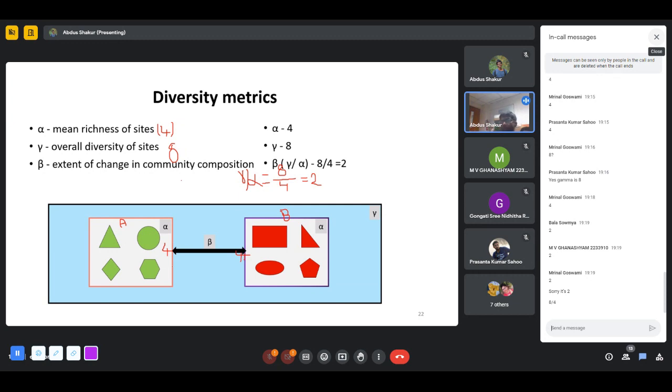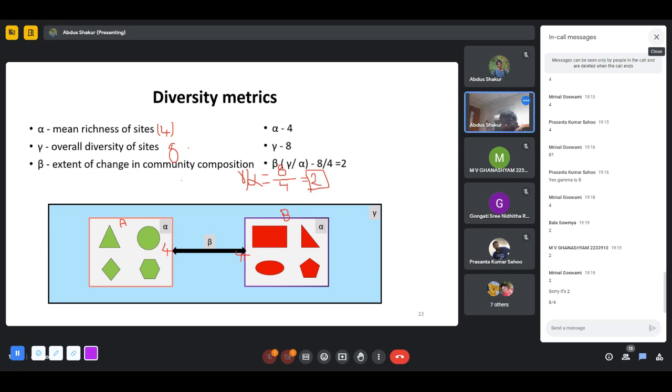So there are different metrics. Beta diversity here talks about how different these two sites are in terms of their composition. You get some value like 2. But this should not be confused with the species richness values, because this is an entirely different value. It's different from alpha and gamma, but it uses alpha and gamma to arrive at beta diversity.